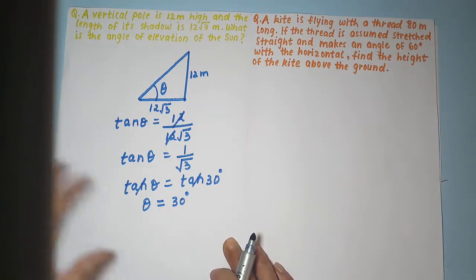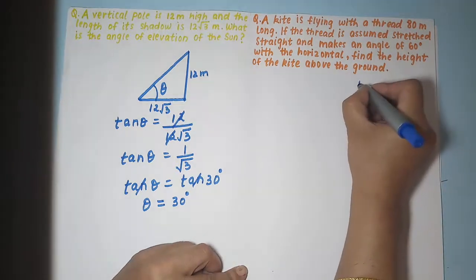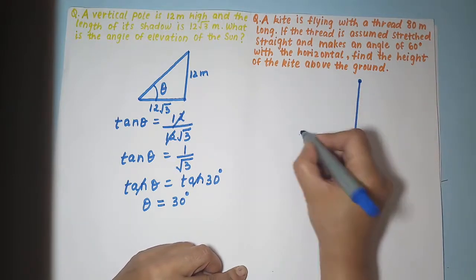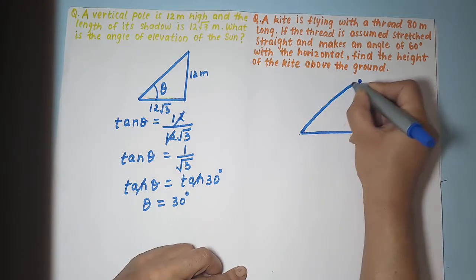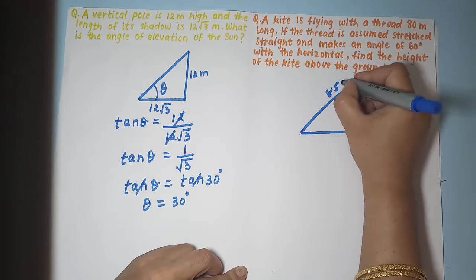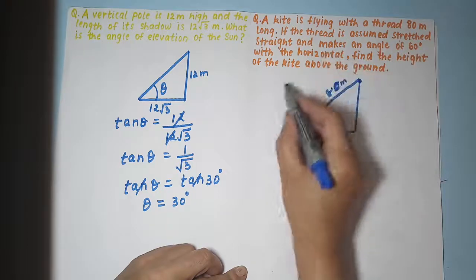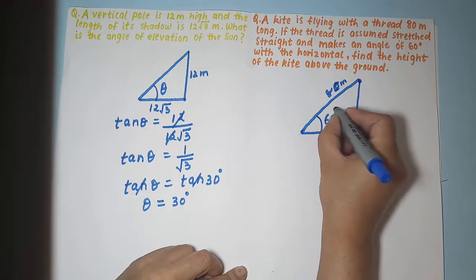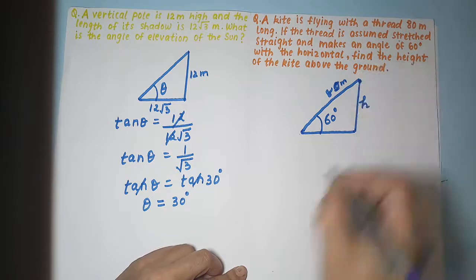Now, the next one. He is saying that a kite is flying with a thread 80 meter long. So, let's assume that we have a kite here and there's somebody who is holding the string here and the string is 80 meters long, right? If the thread is assumed stretched, it's straight and makes an angle of 60 degree with the level ground, with the horizontal, find the height of the kite. How high is the kite from the ground?